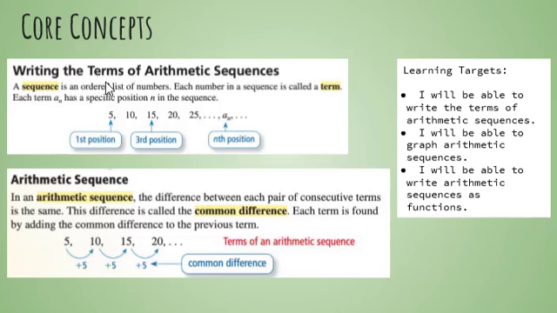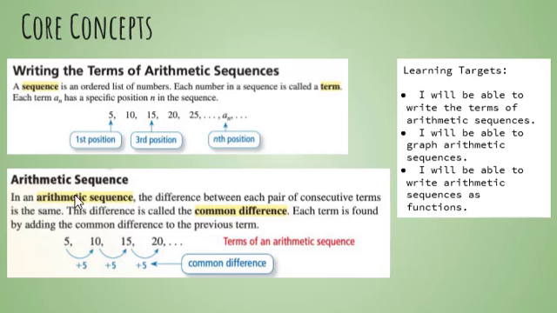So an arithmetic sequence is a list or pattern of numbers. And so here we have a sequence. This is a list of numbers, and each number in the sequence is called a term, and each term has a position. So this 5 is a term in the sequence, and it's the first term. This 10 is a term in the sequence, and it's the second term, and so on. And so this is just a pattern of numbers, or a list of numbers.